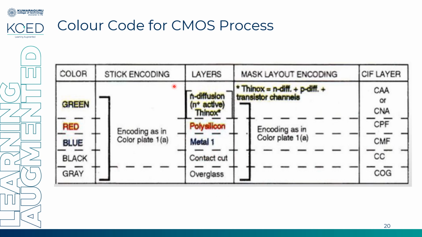The same green color stick will be used for representing N diffusion, red color stick for polysilicon, blue color stick for metal one, and contact cut as a black dot. Similarly for the mask, that is the layout, block with or without color hatching for the same colors. You will use the same thing. So what will be different? Once you say CMOS process, both NMOS and PMOS come into the picture.